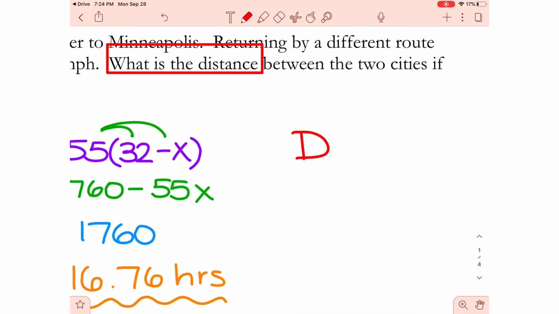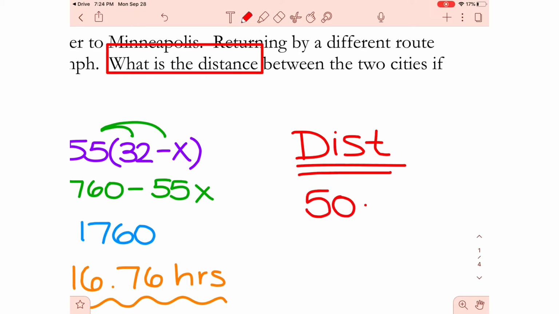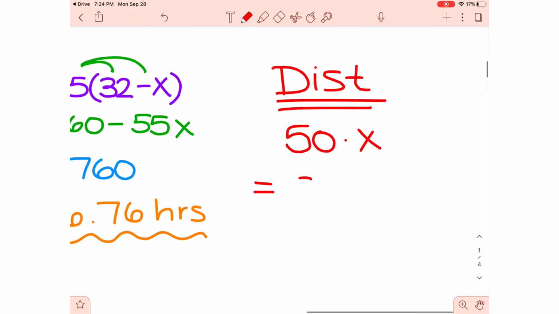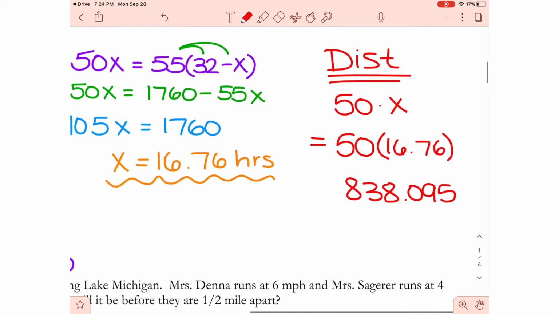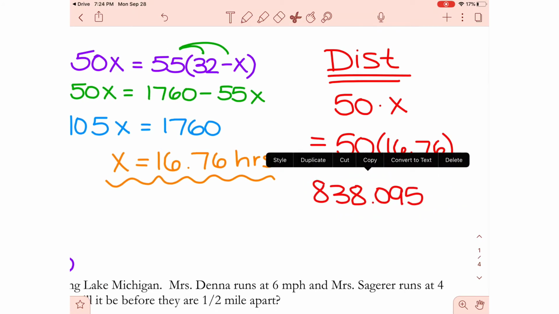So the distance, I'm going to use the first one, that's easier, is 50 times x. So that's going to be 50 times 16.76. And that is 838.095 miles. And that's the distance.